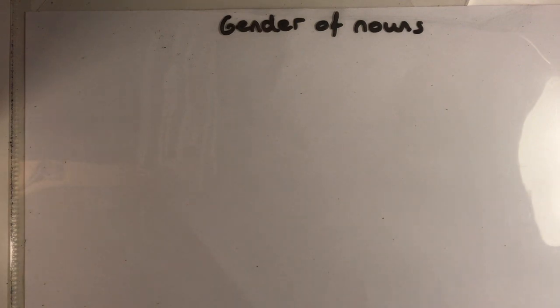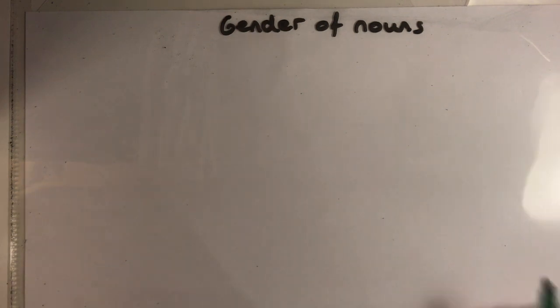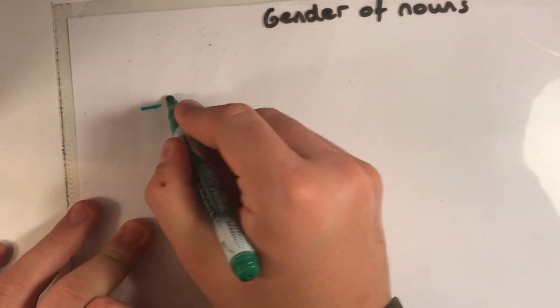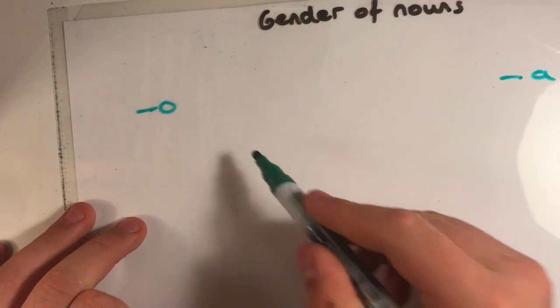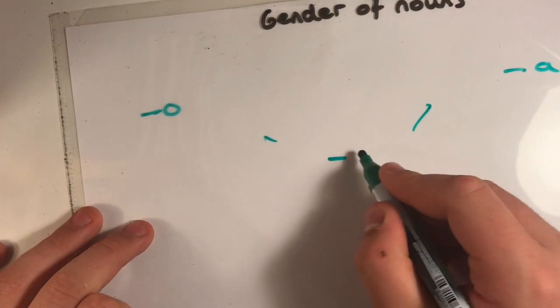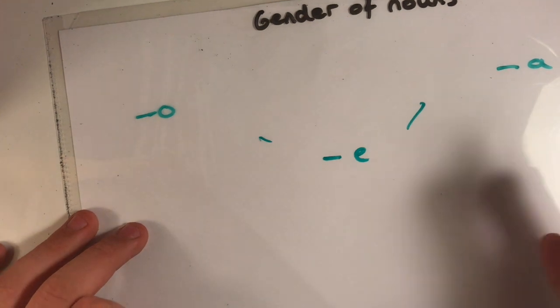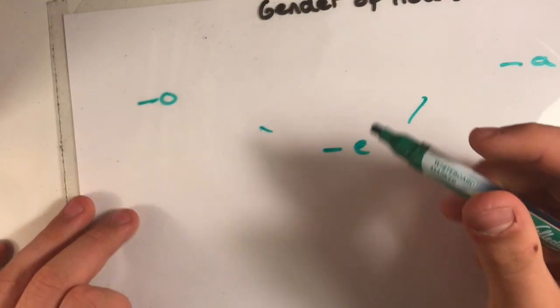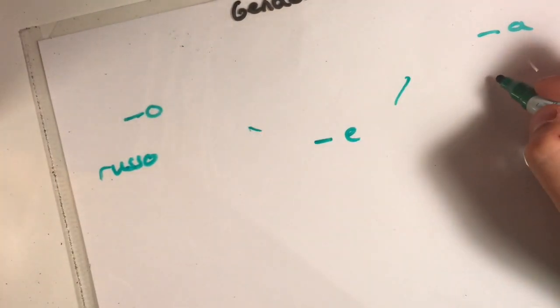Right, as this is a bit more tricky than it usually is with the videos so far, I'm just going to divide these up a wee bit. So let's look. I just told you there that O is masculine and A is feminine. Well, there is one exception. Anything that ends in E can be either of the gender. So an example, let's say we had the Russo, that's a masculine, and that's a feminine Russian, right?